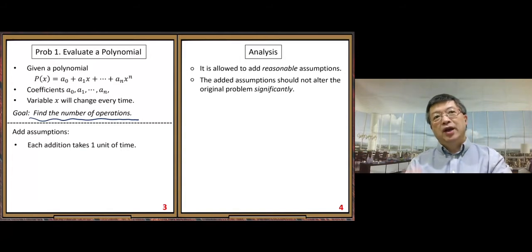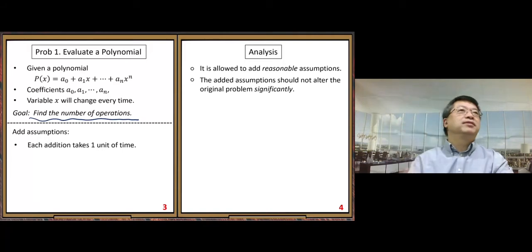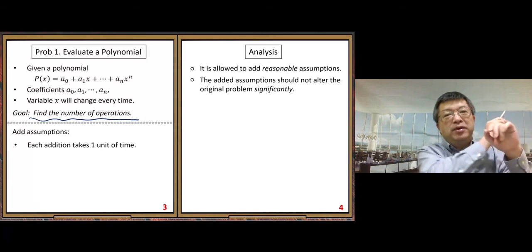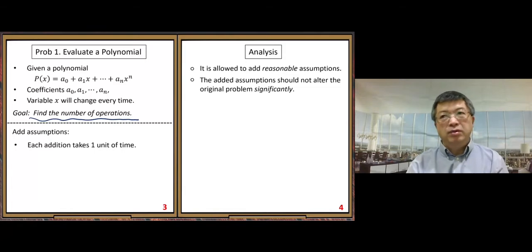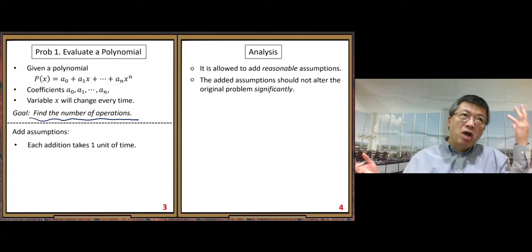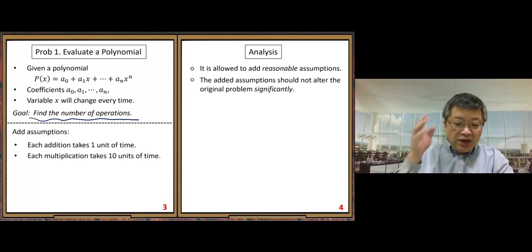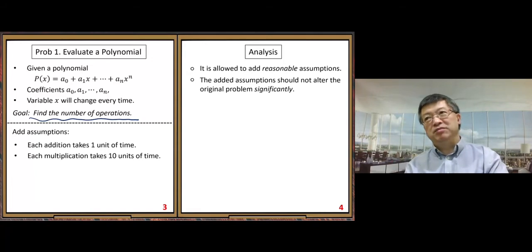First, each addition takes 1 unit of time. So here you can see, we try to associate some number to each addition operation. It's not given in the original problem, but we can assume some unit time. That's reasonable, not too much. Second, each multiplication takes 10 units of time. Another assumption.